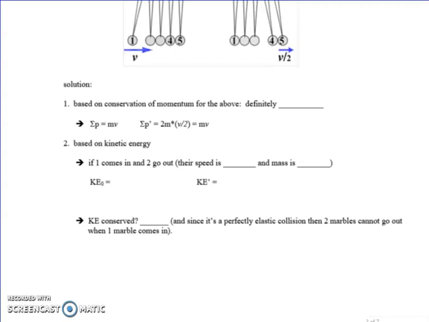And so let's show why it's not conserved when you have more than one sphere go out. Based on conservation of momentum above, definitely yes, you could have 2 go out. And you can see in the spaces below how I've shown that the total momentum before is mv, and if 2 go out with half the speed, we still have mv. So there's no problem there. Now let's look at kinetic energy. Is that conserved in that case? So if 1 comes in and 2 goes out, with speed v over 2 and a mass of 2m.